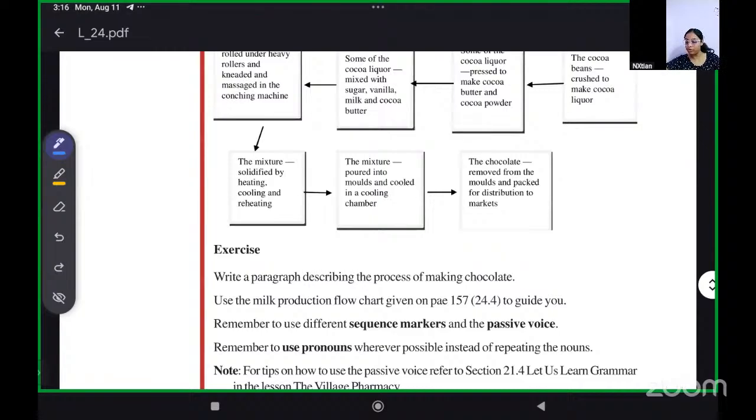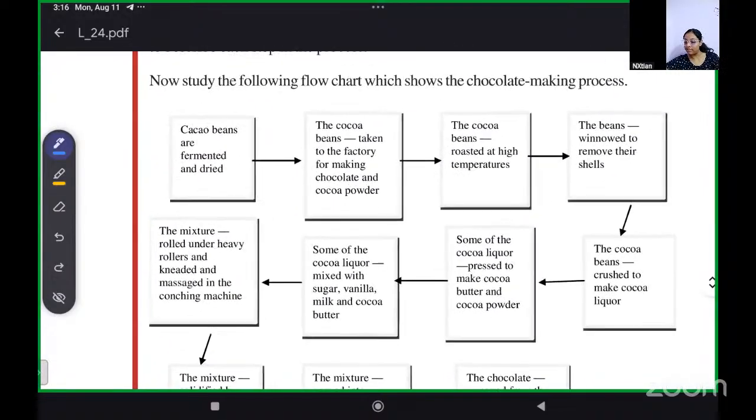Remember to use pronouns whenever possible instead of repeating the nouns. Let's try this exercise, okay.